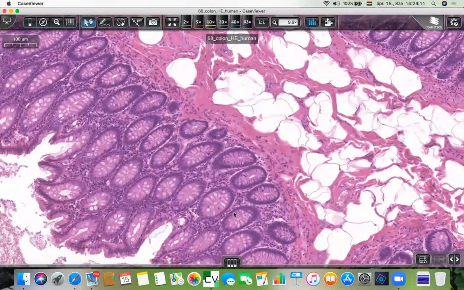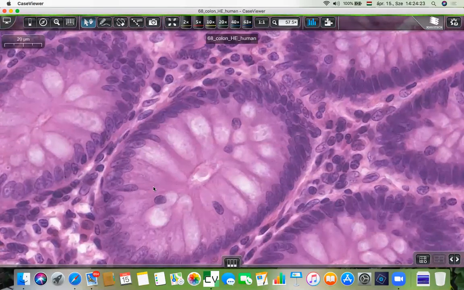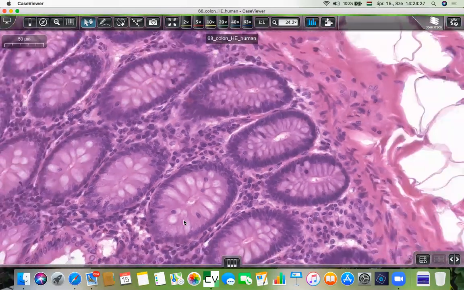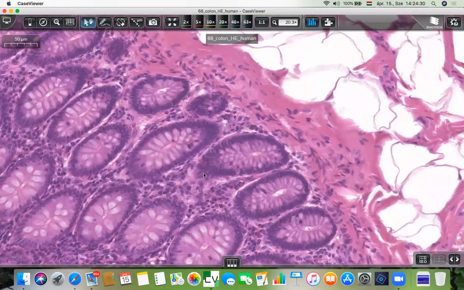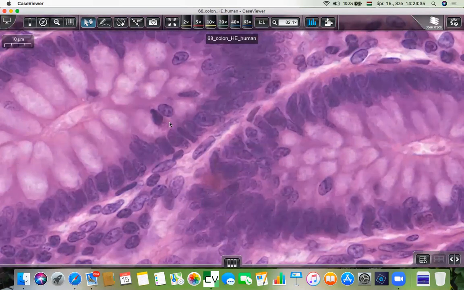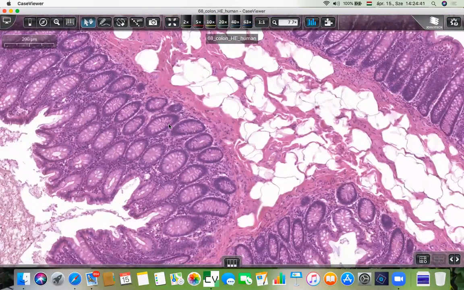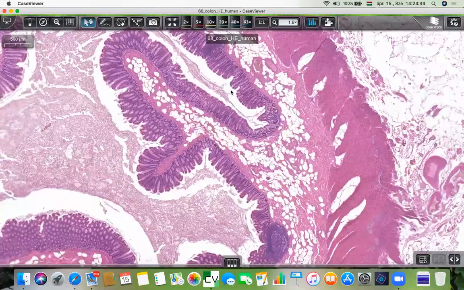When we look at this aspect, we can see just goblet cells and enterocytes here. These are the enterocytes, goblet cells, but we can see enteroendocrine cells as well. Look at that, and this is also an enteroendocrine cell. Okay, so no Paneth cells. Let's see the muscularis mucosae.